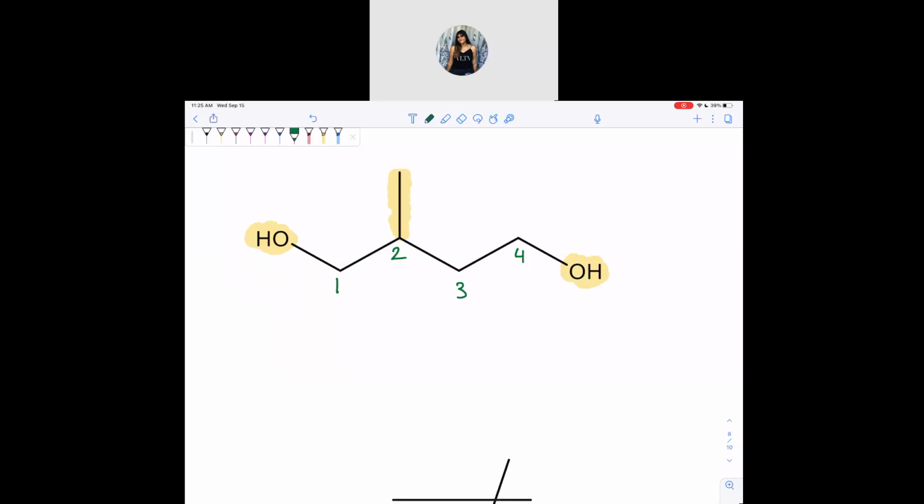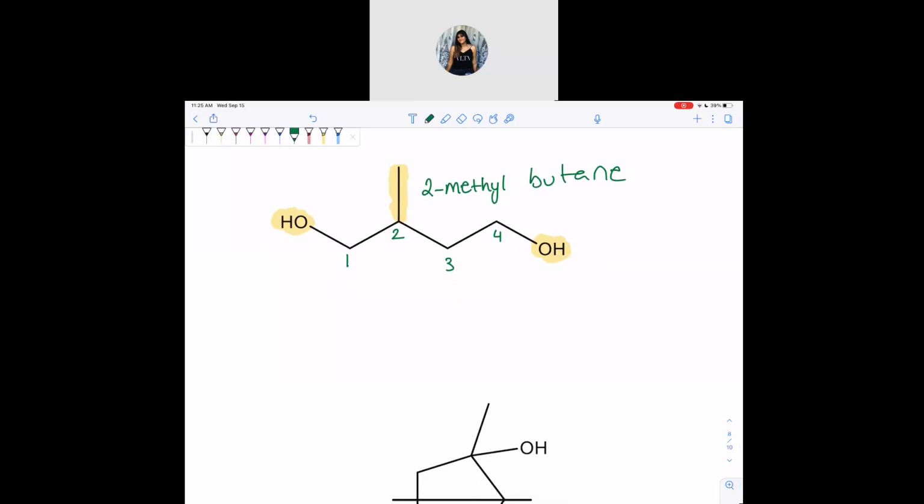Again, we know that this is a butane. We also have a 2-methyl. And there's a couple different ways we can name this. We're going to say it's a 2-methylbutane-1,4-diol.